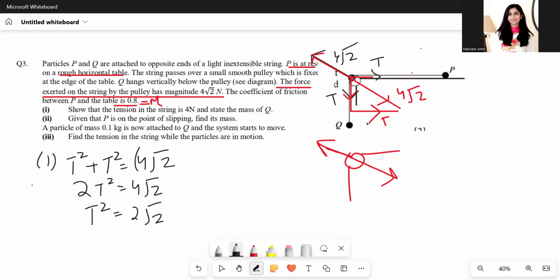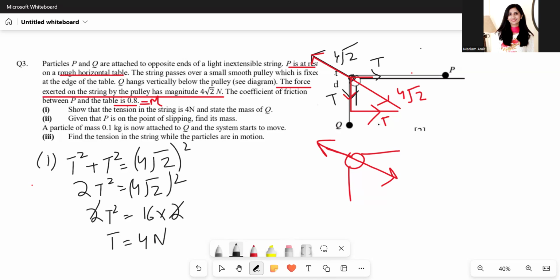Actually, I was supposed to square this. I did not use the Pythagoras theorem, right? So square this and then divide it by 2. So this becomes 2T square equals 16 times 2. The 2 and 2 get cancelled. You take square root, we get 4 Newton.